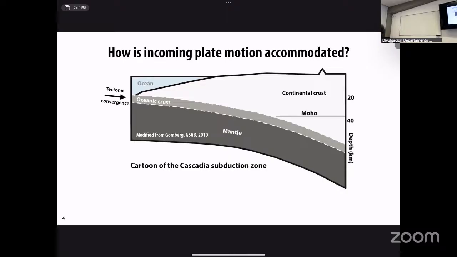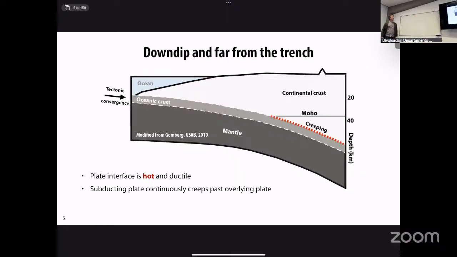To get going, we're going to start with our cartoon subduction zone, where we have the oceanic slab subducting beneath some continental plate. Like I said, it's the cartoon of the Cascadia subduction zone. If we are far from the trench, where pressures and temperatures increase as we go down dip along the subduction interface, the plate interface is hot and ductile, and so it basically creeps continuously underneath and past the continental plate.